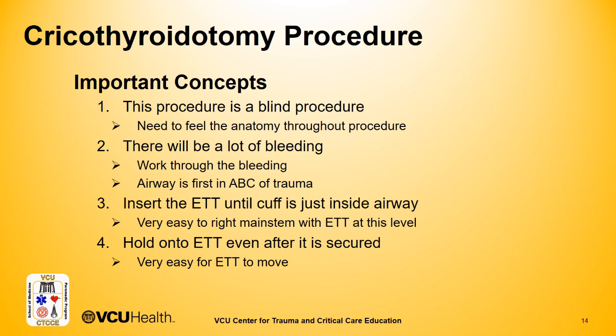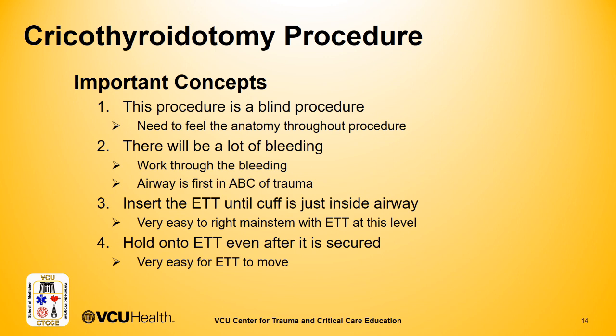When you open the cricothyroid membrane, insert the endotracheal tube until the cuff is just inside the airway. It is very easy to right main stem the patient with the endotracheal tube. Remember, the endotracheal tube was made for placement through the mouth. So the numbers on the endotracheal tube are where we usually measure at the teeth or at the lip. Those measurements at the neck would place the endotracheal tube too far into the patient.